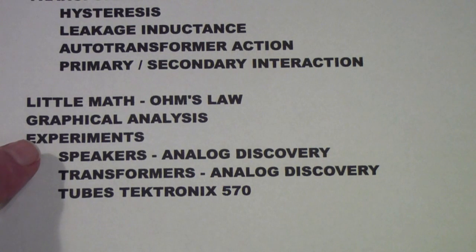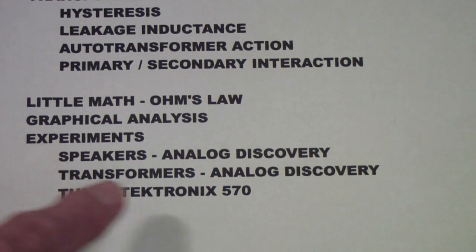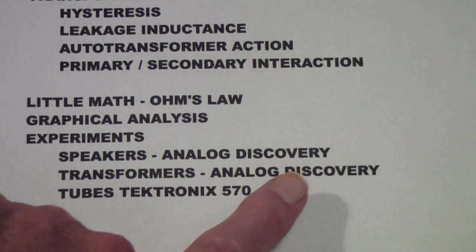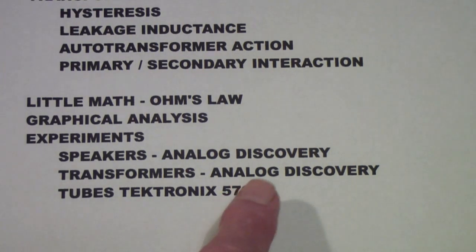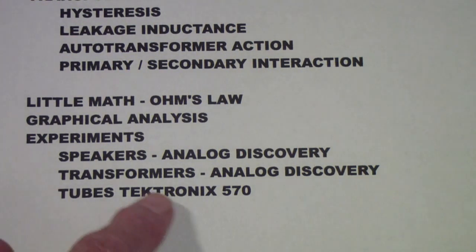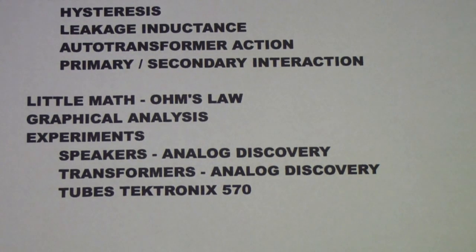And finally, everything we talk about, we're going to try to back up with an experiment, sometimes more than one. We're going to look at speakers using the Analog Discovery impedance analyzer. We're going to look at transformers, once again using the Analog Discovery. And we're going to look at some tubes using the Tektronix 570 curve tracer. So, stick with me if you're interested in really understanding, and don't already understand, why tube amps sound different.